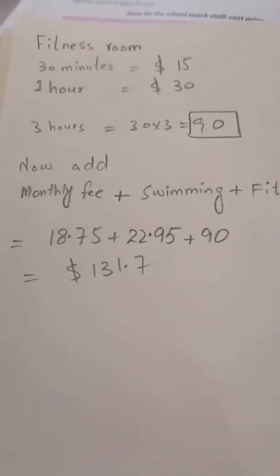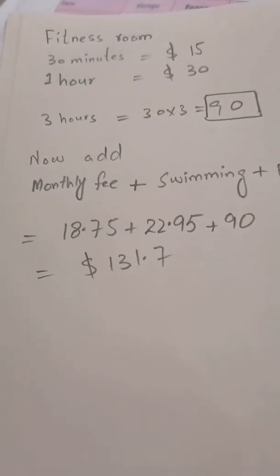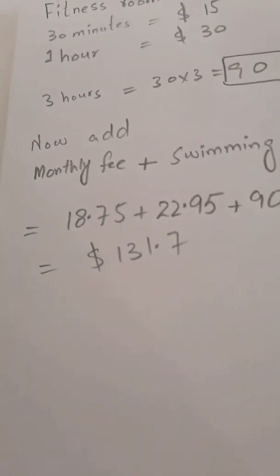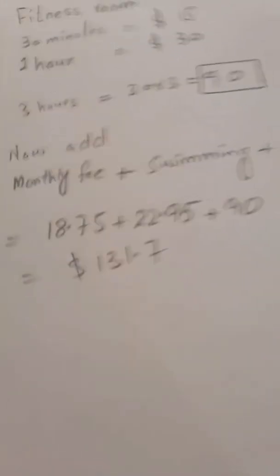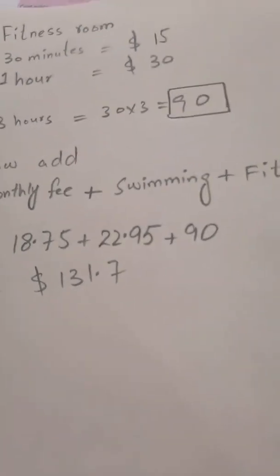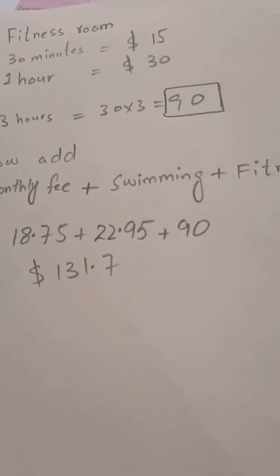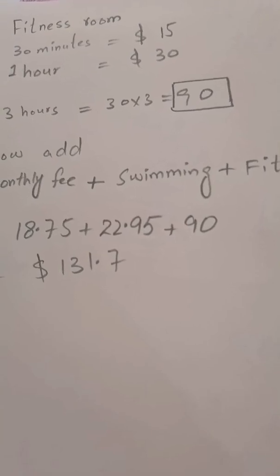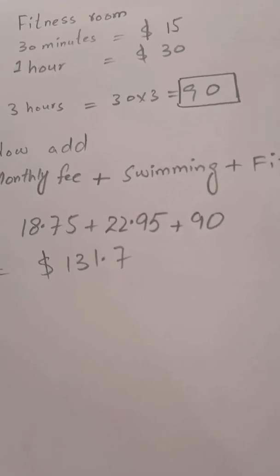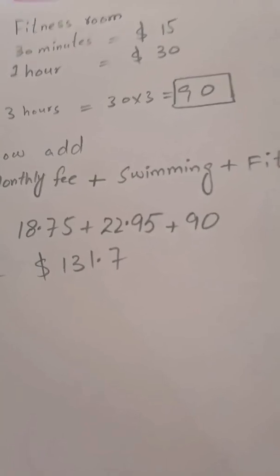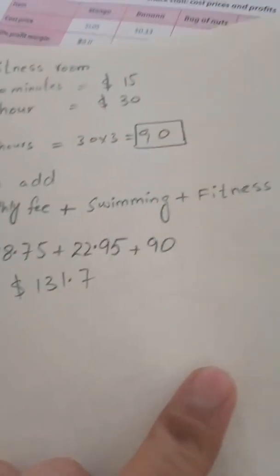Here, fitness room, 30 minutes is for $15, and he visited there not for 30 minutes but for 1 hour. So 1 hour is the double of 30 minutes. It has 60 minutes, which means $30. And he visited 3 times in a month, so 3 hours. 3 hours means we need to multiply 30 with 3, so we got $90.